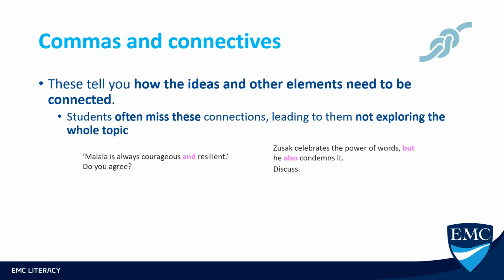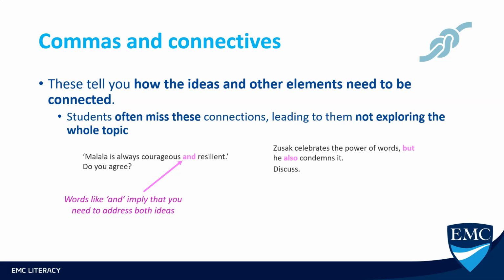Students will read the topic, see some parts of it, but not fully recognize how those parts are related to each other. In our first topic, the word "and" is telling us that we need to address both ideas. We need to write an essay that talks about courage and resilience. If we only write about one, we haven't really answered the topic in full.